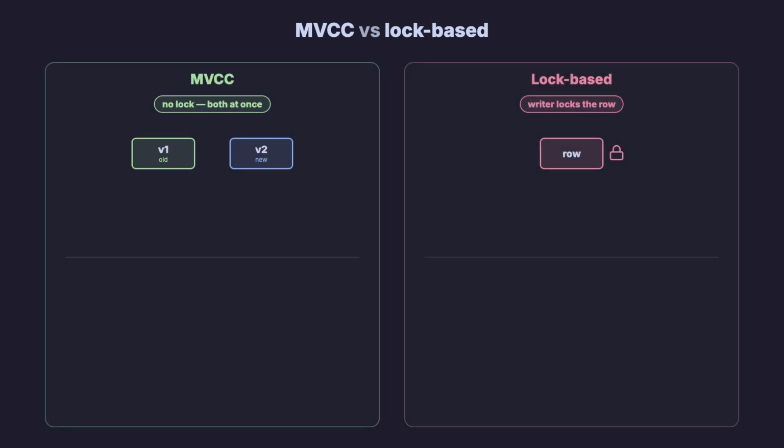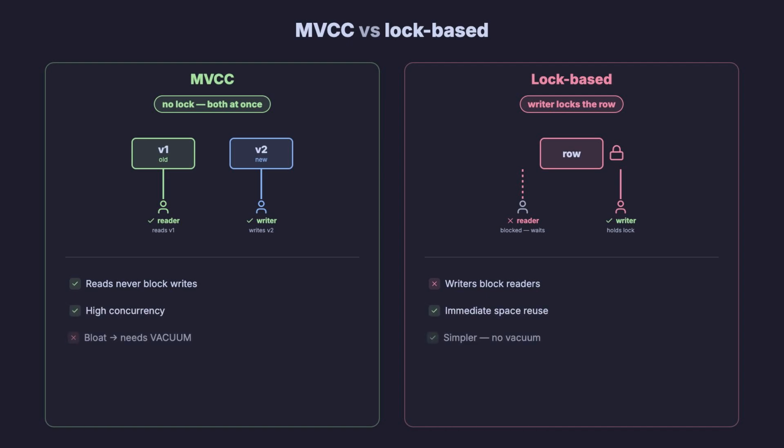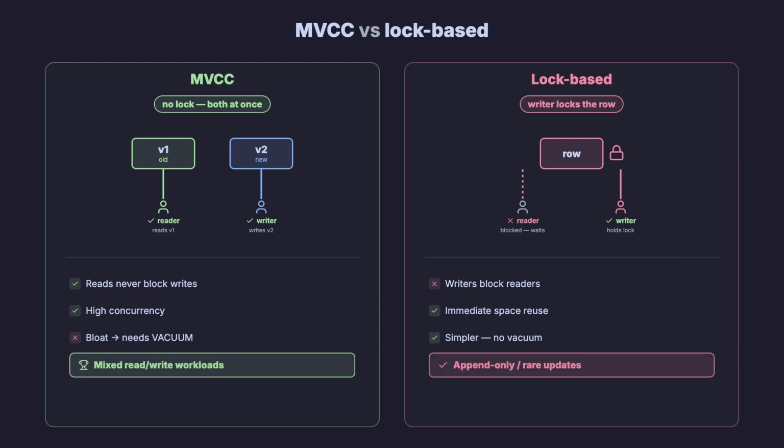Why not just use locks? In a locking system, an update holds an exclusive lock on the row, so readers must wait. That waiting can cascade under load. MVCC sidesteps that completely. Reads are never blocked and never block writes. The price is storage overhead and the need for garbage collection. So MVCC is a clear winner for mixed read-write workloads where you can't afford any blocking. But if your workload is append only or you rarely update, the locking model is simpler and avoids vacuum entirely.